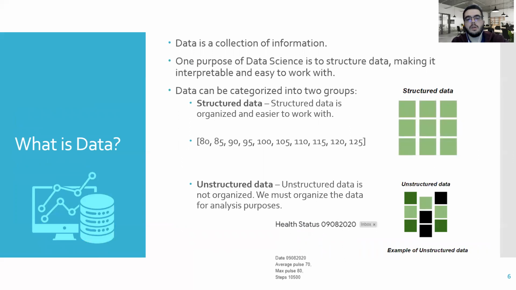What is data? We can understand data as some collection of information, and one of the purposes of data science is to structure data and make it interpretable and easy to work with. Data can be categorized into two groups: structured data, which is organized and easier to work with for computers, and unstructured data, which is not organized. And the task for data scientists is to organize the data for future analytical purposes.